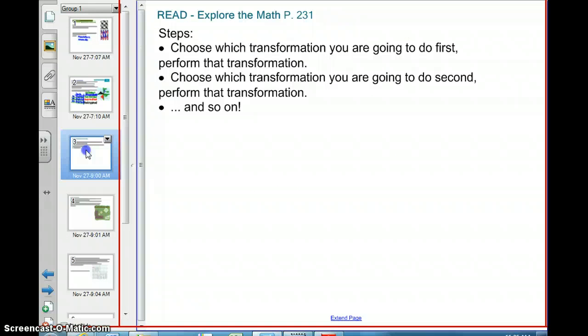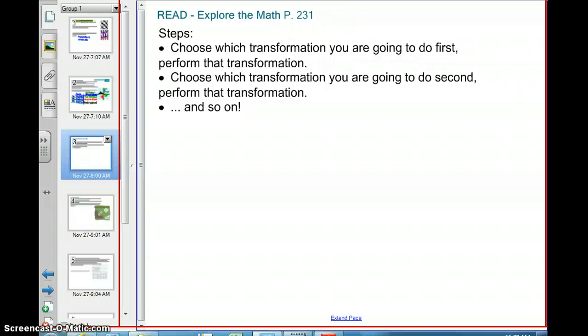Okay, then we're going to move on to Explore the Math on page 231. Make sure you read that. Your steps for this section are to always choose which transformation you're going to do first and then perform that transformation, and then choose the one you're going to do second and perform that transformation, and so on. So what that means is you're just going to make sure you're only doing one transformation at a time.